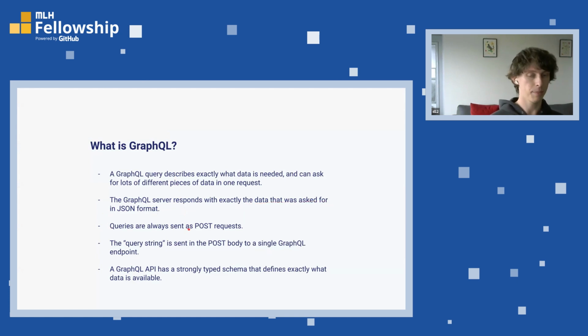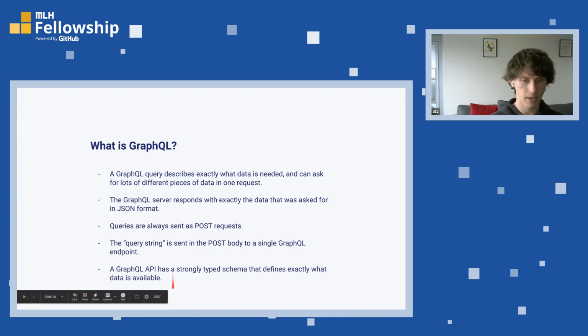Queries are always sent as post requests, which is interesting. So we're deviating from REST here. Even though my query wasn't mutating data, it wasn't creating a record, all queries are sent as post requests. The query string is sent in the post body to a single GraphQL endpoint. So we're throwing away the idea of URLs as well. We only have one URL, which is the GraphQL endpoint, and we send our query as post body to it.